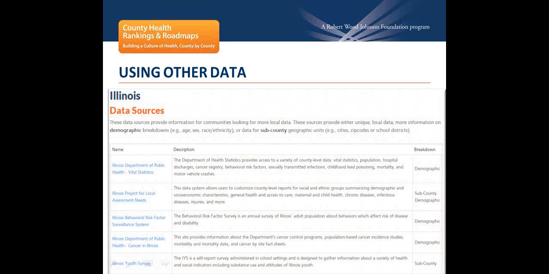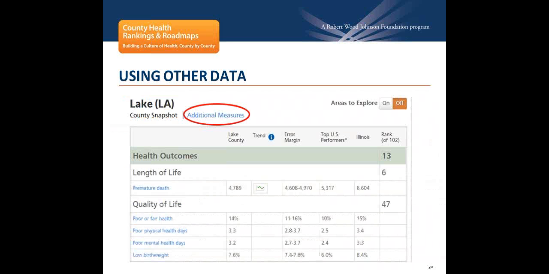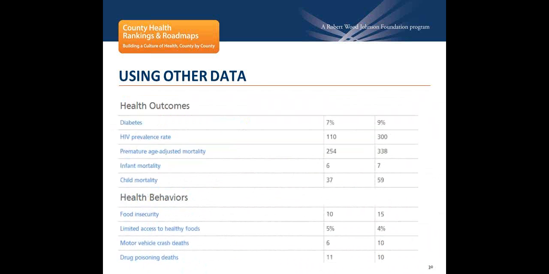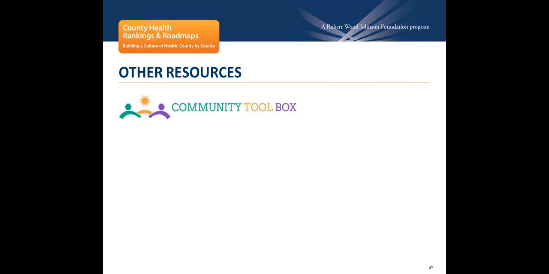You might also want to look for data that's broken out into different subgroups. Just because your overall health is improving does not mean that health is improving for every population group in your community. You should also check your own county snapshot under additional measures to see what's available at your county level. Now, I'll turn it back to Jan to talk about other tools for measuring progress.